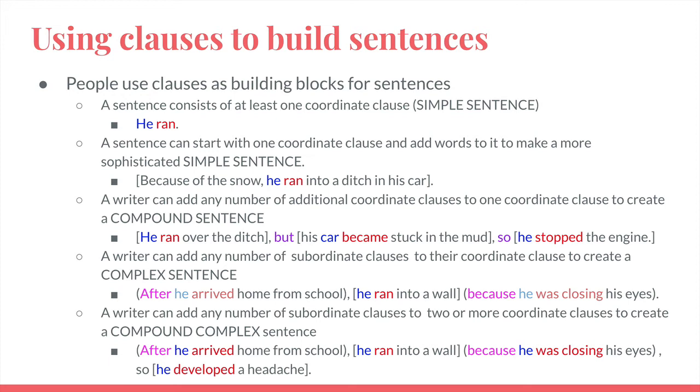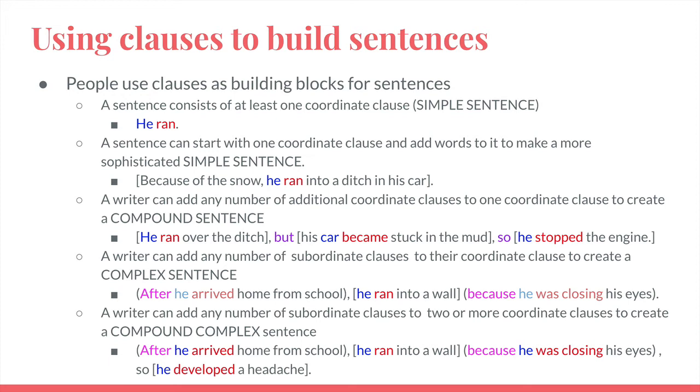But then a writer can add any number of additional coordinate clauses to one coordinate clause to create their compound sentence. For example, he ran over the ditch, but his car became stuck in the mud, so he stopped the engine. There I have 3 coordinate clauses, all combined using a comma and a coordinating conjunction, and so that becomes a compound sentence. In addition to that, a writer can add any number of subordinate clauses to their one original coordinate clause to create a complex sentence.